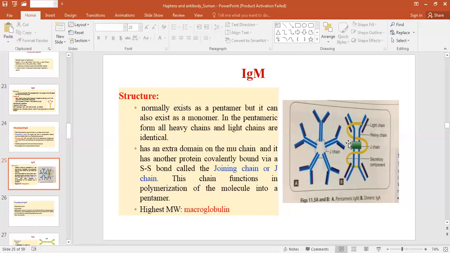Here you can see this is the extra domain, and it has another protein covalently bound via a disulfide bridge bond, called the joining chain or J chain. This chain functions in polymerization of the molecule into the pentamer. So it joins the monomers of IgM and is responsible for its pentameric form. Due to this pentameric form, their molecular weight is the largest, the highest among all other types of immunoglobulins, and that is why they are called macroglobulin.